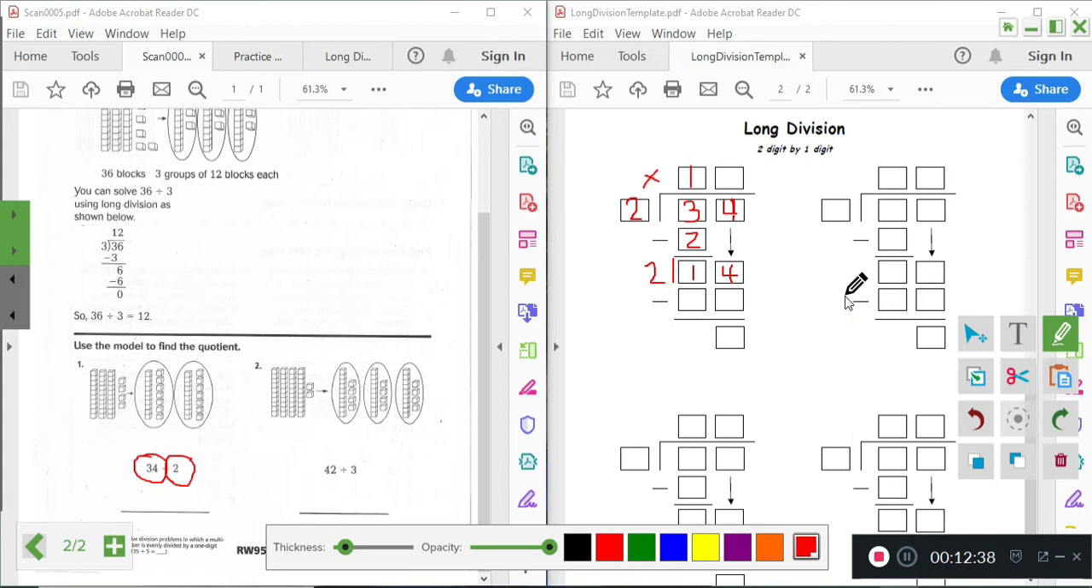Because 2 can't go into 1. There's not enough. So how many times does 2 go into 14? Remember, we repeat the steps again. We're back on divide. So we can skip count. 2, 4, 6, 8, 10, 12, 14. So it goes in 7 times. Answers to division go right along the top.